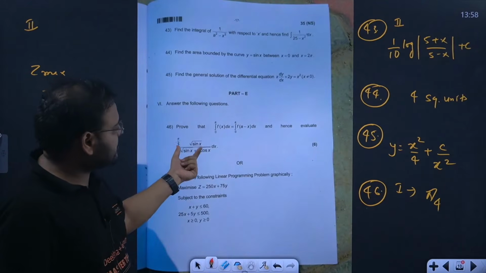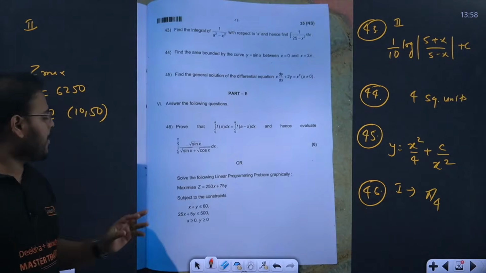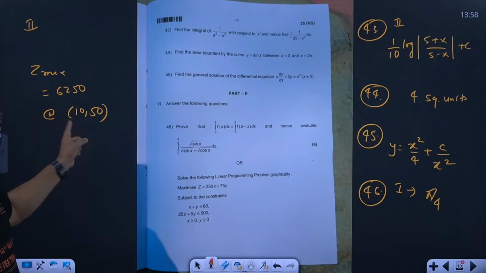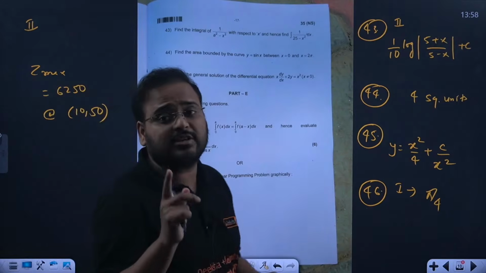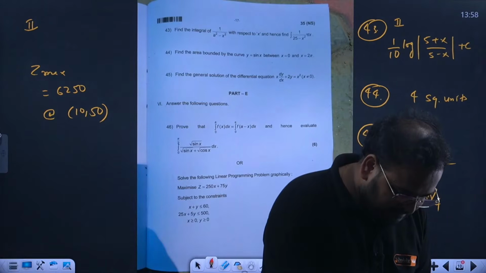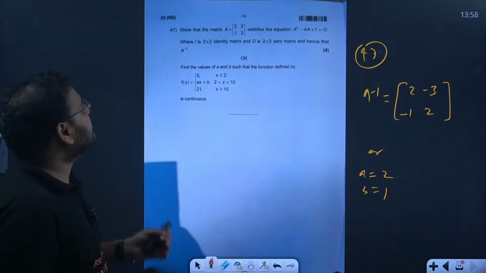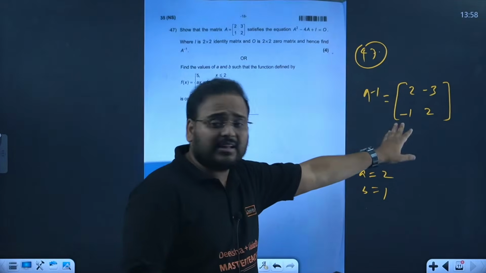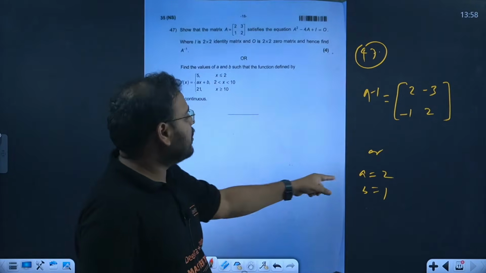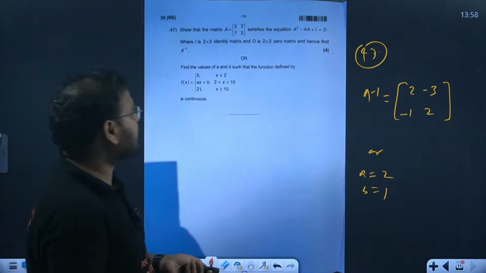For this answer 46, part 1 will be having pi by 4 as answer, difference of limit by 2. And for this part, for the linear programming, Z max will come as 6250 at the point 1050. I have done this question in my class. Please remember this. Yes. Okay guys, for 47, finding A inverse, we had done this question in the morning only. 2, minus 3, minus 1, 2 came. And for the part 2, if you solve this particular question, A comes 2 and B comes 1. Both of these were solved in the class today morning.